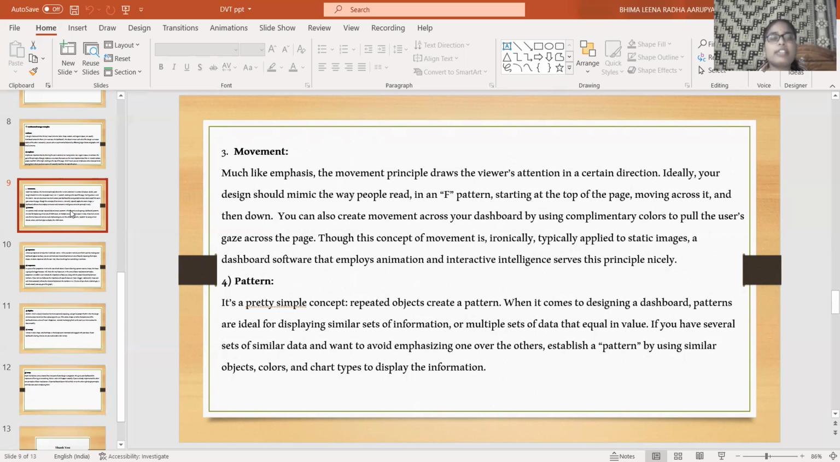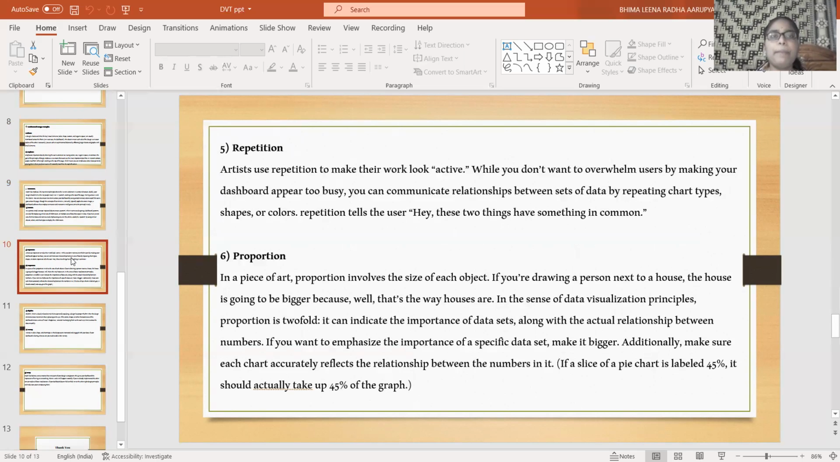If you have several sets of similar data and want to avoid emphasizing one over the other, establish a pattern by using similar object colors, charts, and types to display the information. If similar type of data is there, then you can represent it by using the same colors or the same type of charts, etc. The fifth one is repetition.